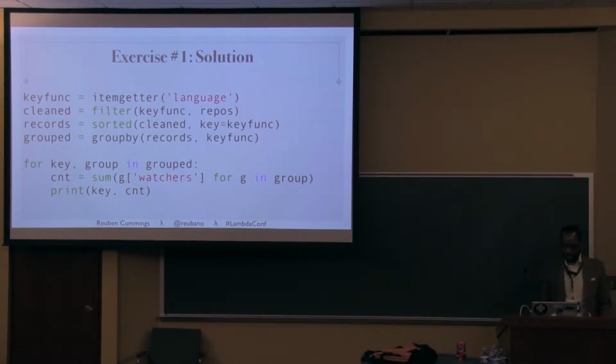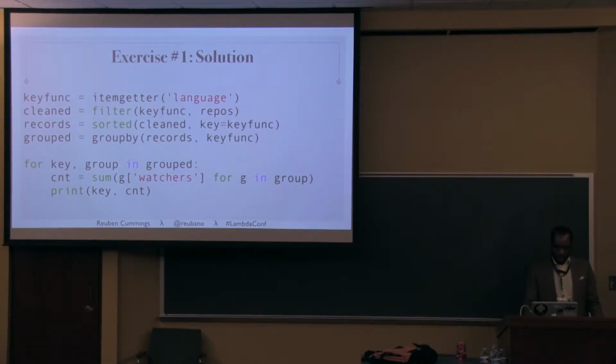Next we have to sort it. We just use the function sorted, pass it the argument cleaned, and then the same keyfunc. Now we can group by. The first argument is going to be records, and again we're still using the same keyfunc. Now that we have our groups, we can iterate through them. For each group, the key is going to be the name of the language, and group is going to be an iterable of repositories.